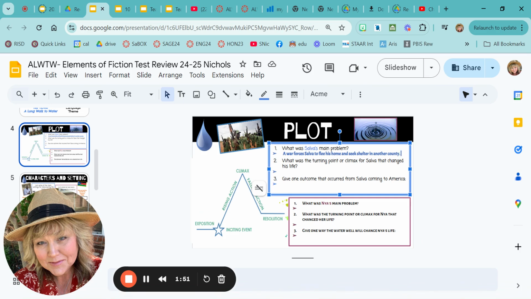And then it says, what was the turning point or climax for Salva that changed his life? I'm not going to give that one away, but you'll type that one in here and give one outcome that occurred from Salva coming to America. And then the next one is on Naya. What is Naya's main problem? If you think about Naya's life and the title of your book, that is your hint. And then what was the turning point or the change for Naya, the part of the book that changed her life? And then give one way the water well will change Naya's life in the future.